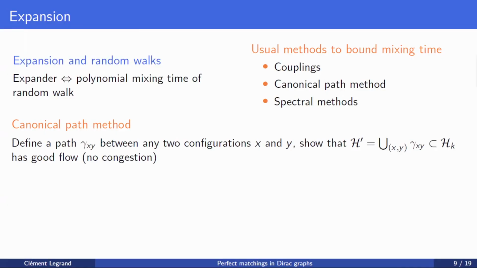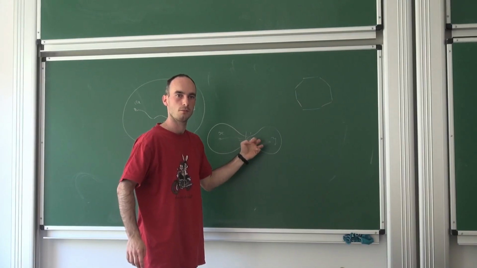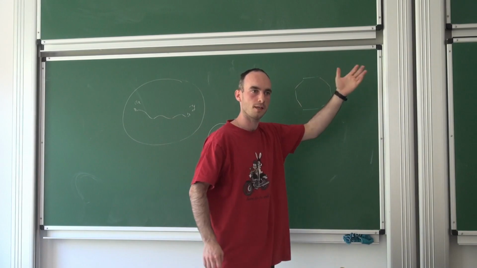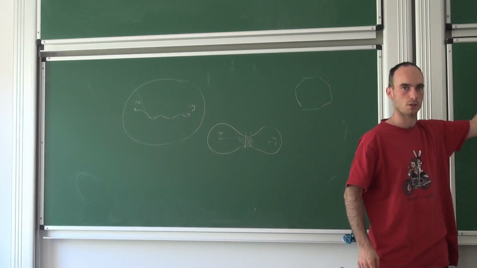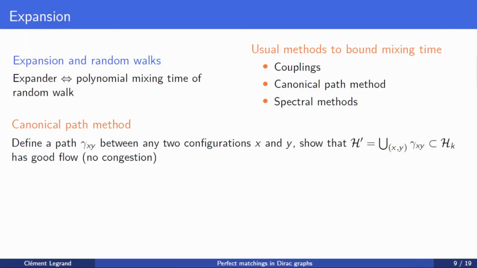So for every edge, there's a few number of paths that go through this edge. And if you're able to show this, then you will get some bound on the mixing time and in turn on your expansion. Okay? So it's all about finding a collection of paths that are very well spread in your graph and that do not use one single vertex or one single edge a lot of times.